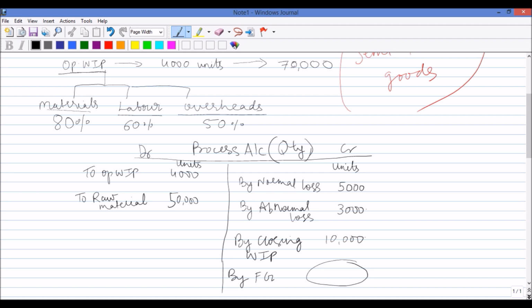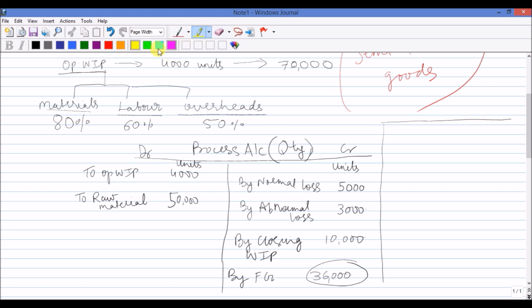So I have 50,000 plus 4,000, so I have total 54,000 as input, and out of this 5,000 is the normal loss, 3,000 is the abnormal loss, and 10,000 units are still not ready. In other words, I can say that it is 36,000 of finished goods which is ready. Now friends, I'm going to a very crucial part. Please understand it.